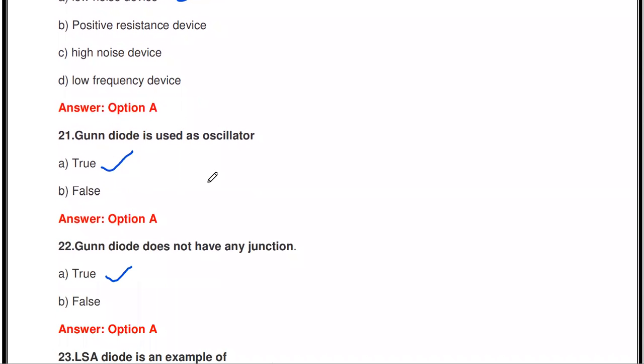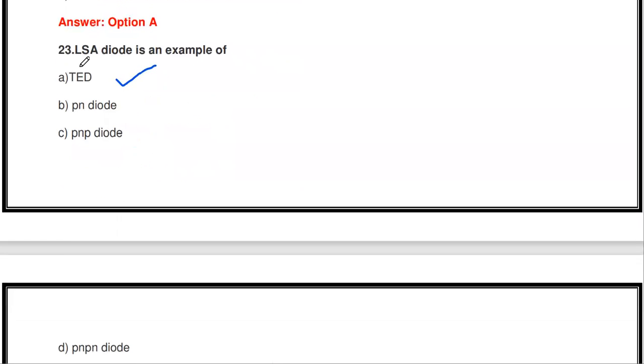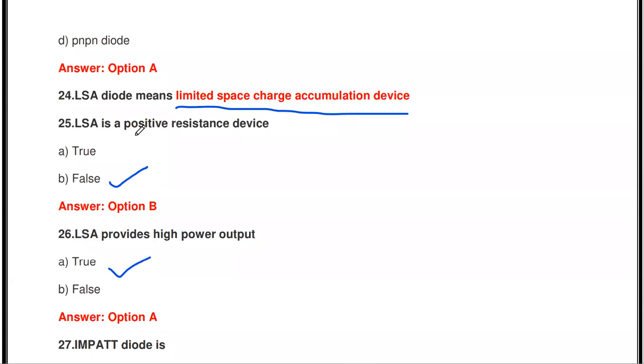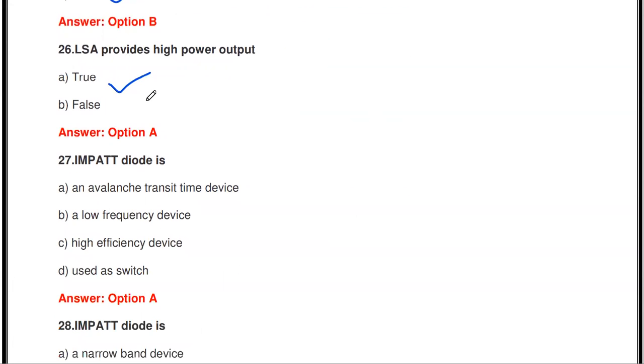And the Gunn diode, we can use similar to tunnel diode. Gunn diode is also used as an oscillator. Okay, and next one, LSA. LSA diode is an example for the transferred electron device. That's why the LSA is a negative resistance device, not a positive resistance device. The abbreviation of LSA is limited space charge accumulation device, and this LSA provides high power output. So these are all the things about the second diode, TED. TED example is Gunn diode.